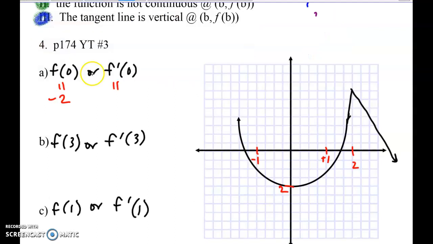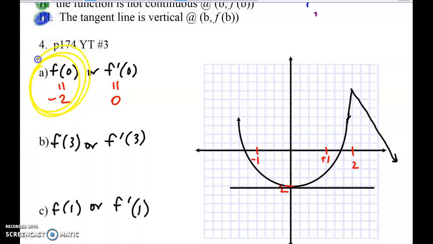The last example is from page 174. I've written it out and I've drawn a rough sketch here. So what's larger, the question is, f of 0. If we find f of 0, we see the answer is negative 2. F prime of 0, we're looking for the slope of the tangent line right here. The slope of that line? 0, right? We know a horizontal line has a slope of 0. So the larger one here is f of 0, not f prime.